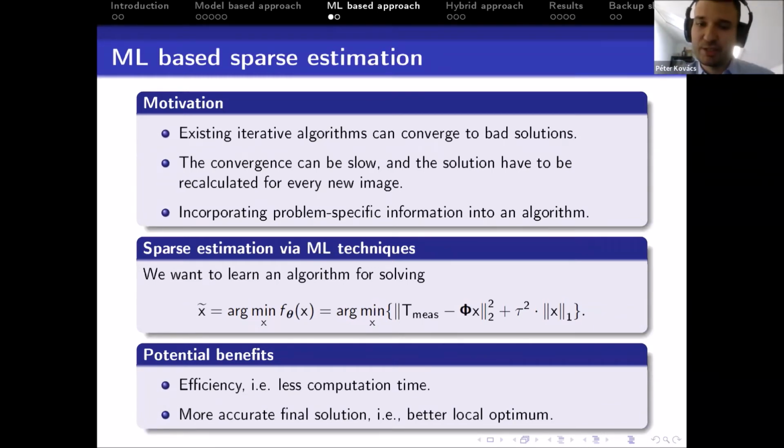But in the second stage, we could not apply numerical model-based approaches due to the challenges that I listed before. So the potential benefits of applying machine learning approaches in the second stage could be a more accurate final solution, so a better local optimum, and also efficiency, less computation time.